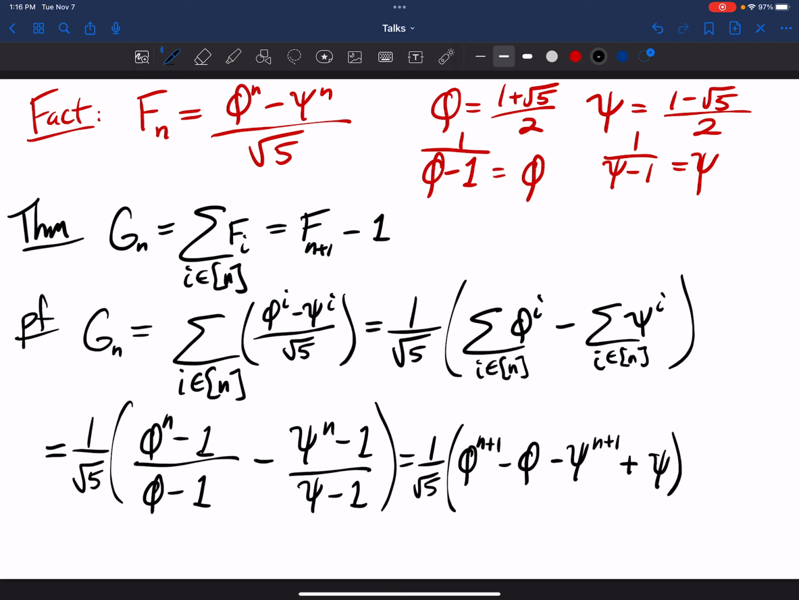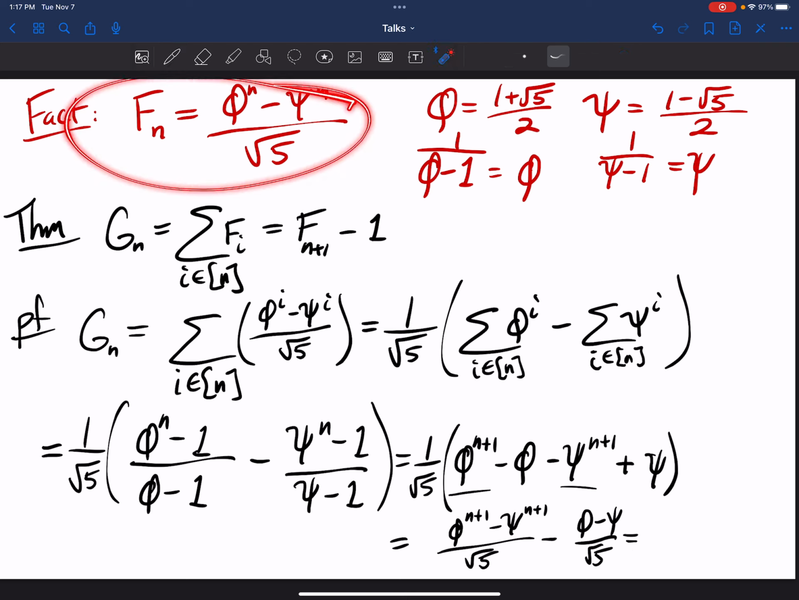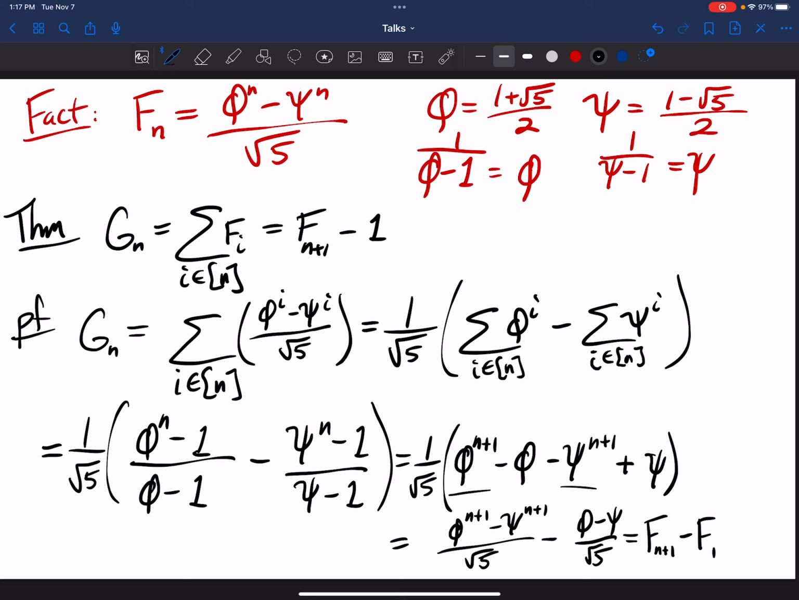Now, reordering this, pulling off the n to the 1, or n plus 1 terms here, and the other terms separately, what I see is I've got phi to the n plus 1 minus psi to the n plus 1 all over square root of 5 minus phi minus psi over square root of 5, which, according to this fact we have sitting up here at the top, means that this is just f(n plus 1) minus f1, which, well, since f1 is equal to 1, that's exactly what we were trying to prove.